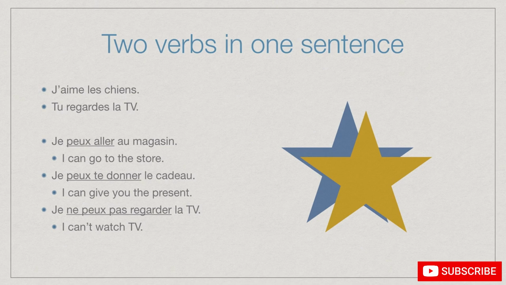So, for example, je peux aller au magasin. I can go to the store. Je peux te donner le cadeau. I can give you the present. Je ne peux pas regarder la télévision. I can't watch the TV. As opposed to the first example, which just has one verb. J'aime les chiens. Tu regardes la télévision. So just the one verb in those 2 sentences.